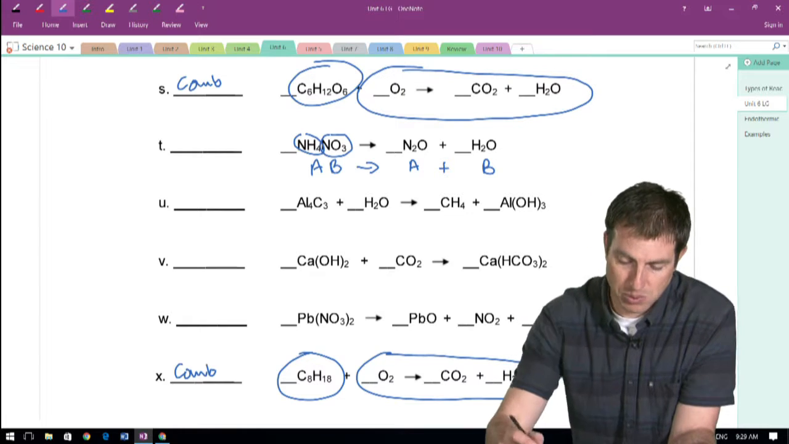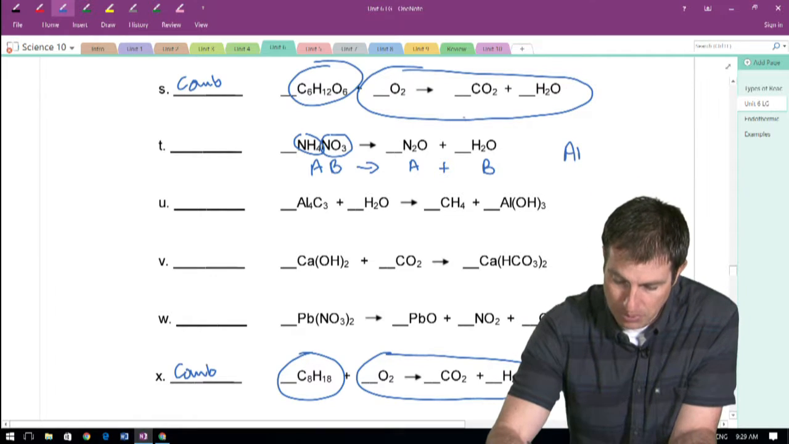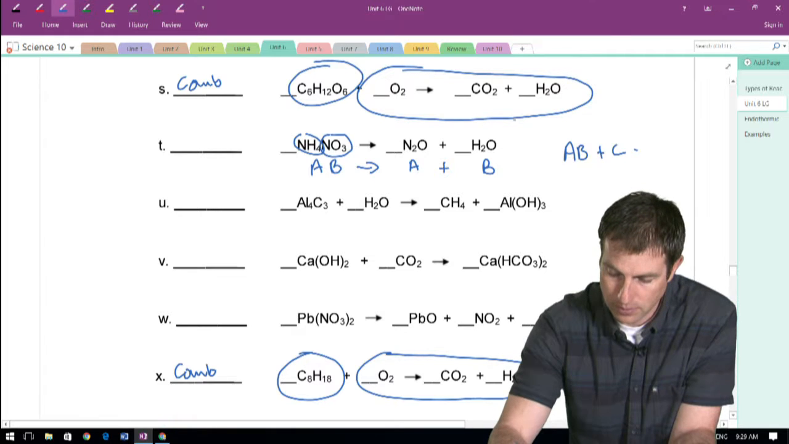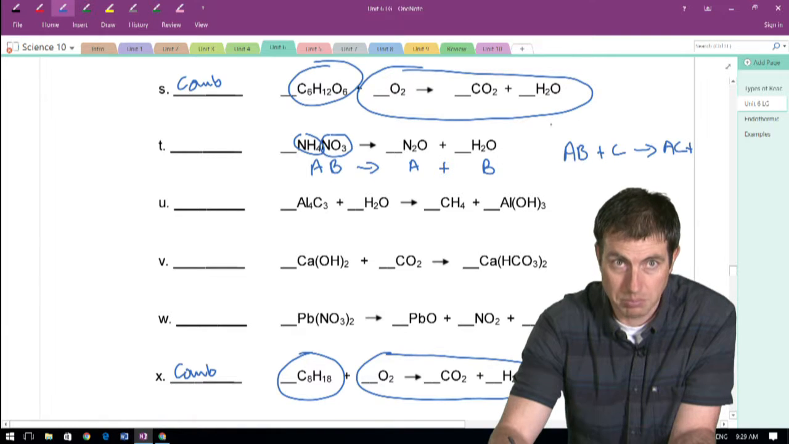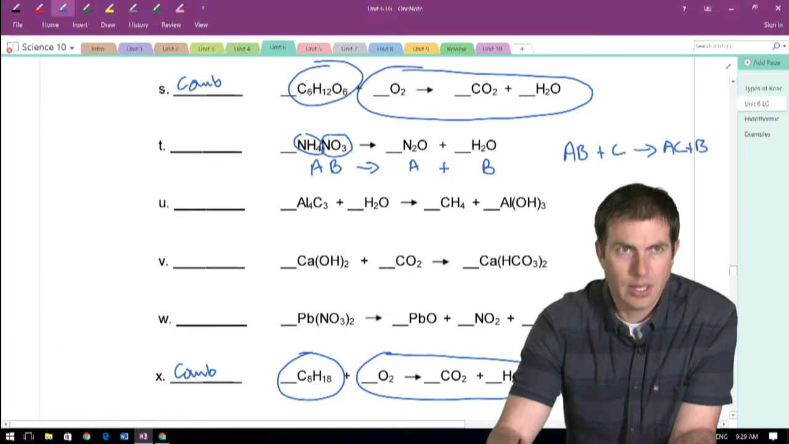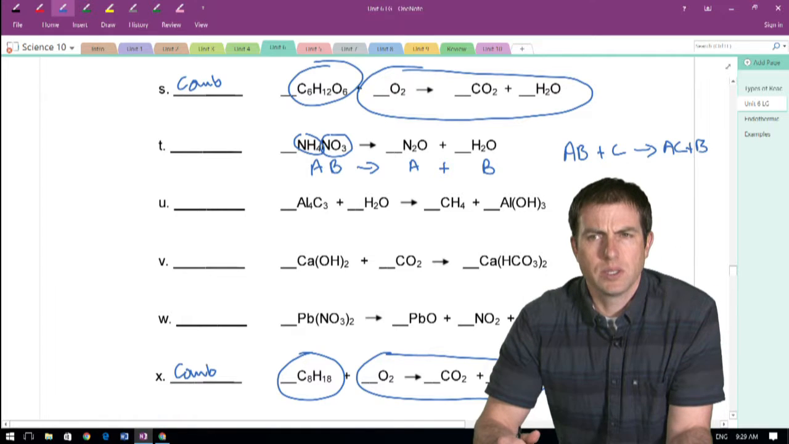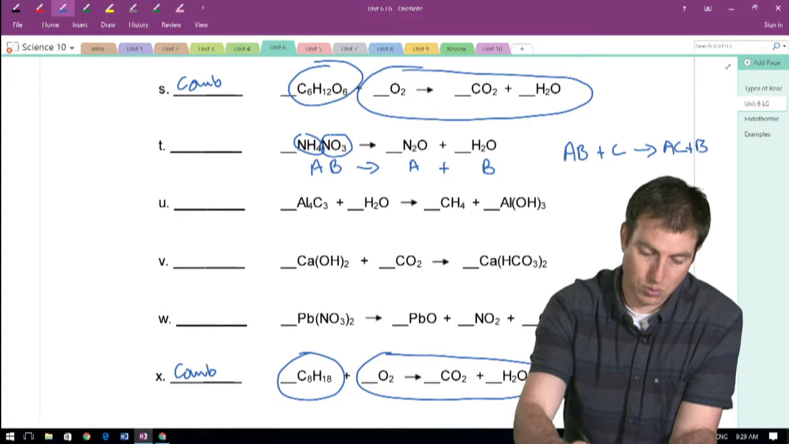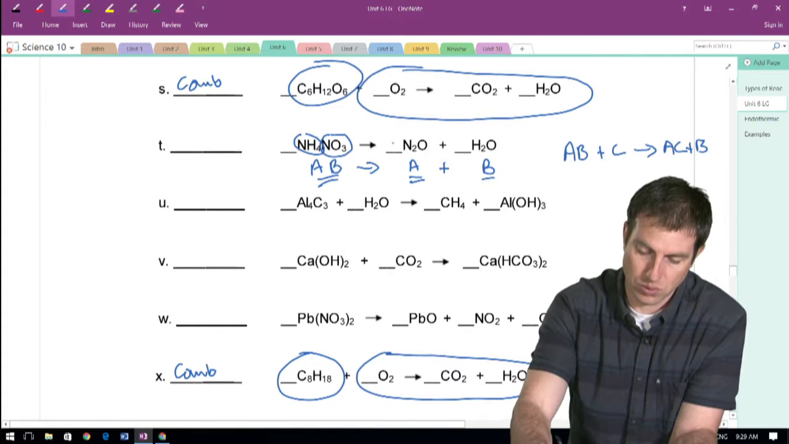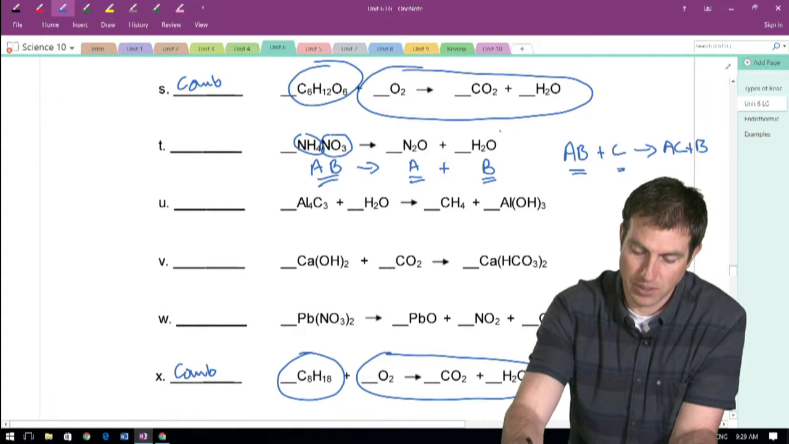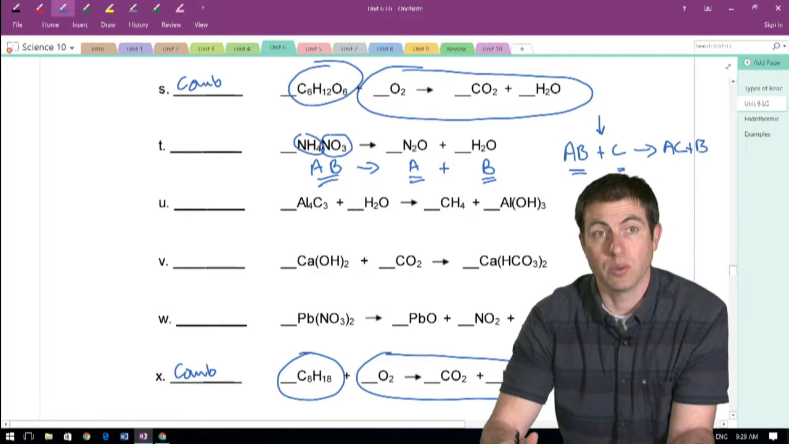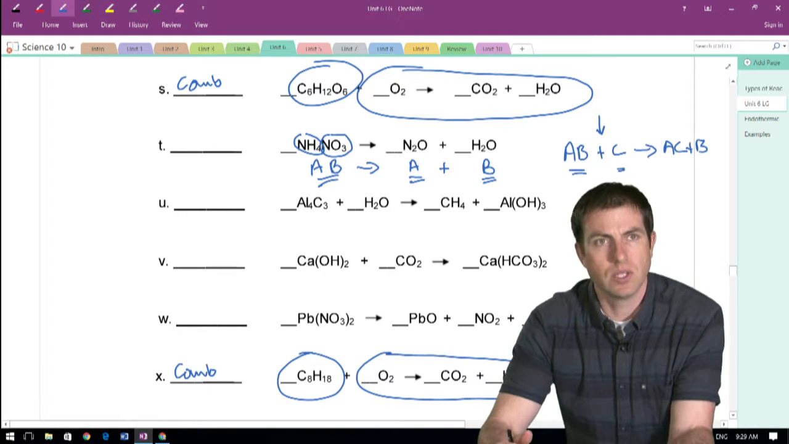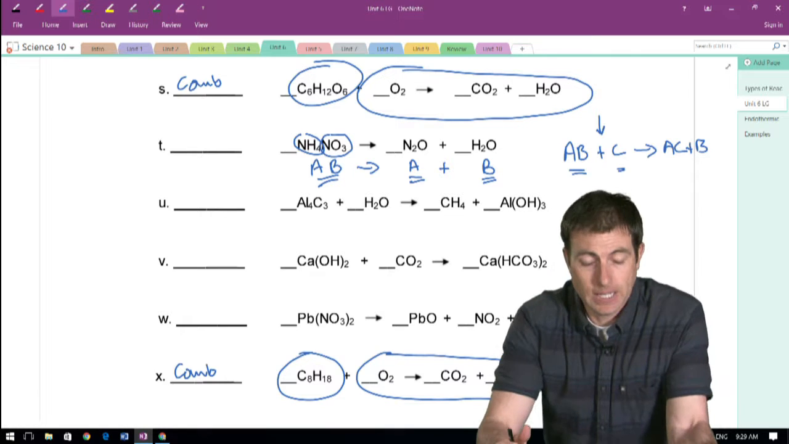So a single replacement would look like this. I'd have AB and C reacts to produce, we'll go with AC and B. So a single replacement doesn't have the same structure as this particular question. This one starts with one thing and ends with two, whereas a single replacement starts with two things. So it's definitely not going to be a single replacement.